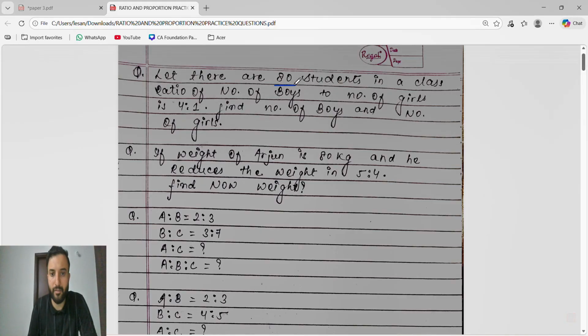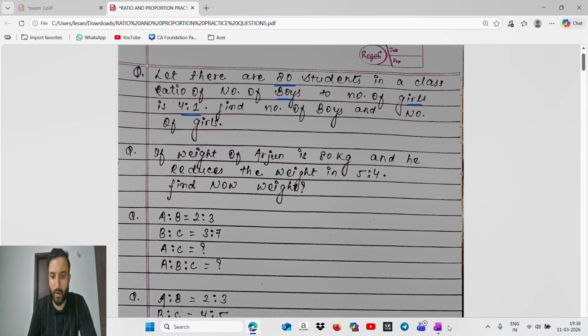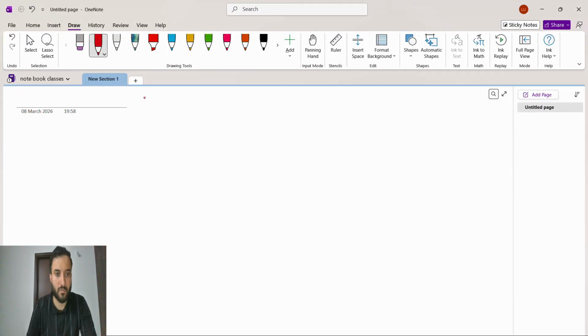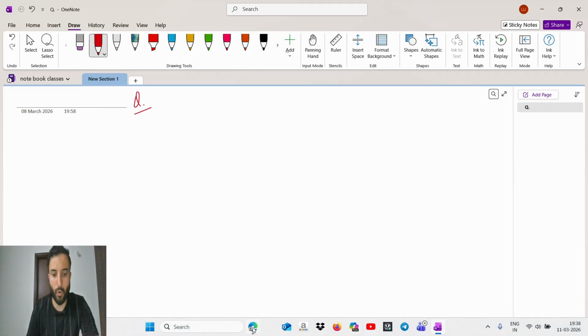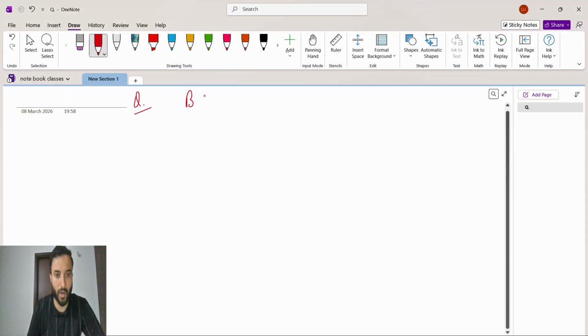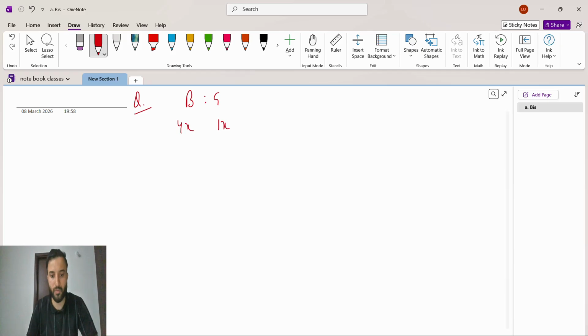There are 80 students in a class. The ratio of the number of boys to the number of girls is 4:1. So what I will do, I will take one number, I don't know the number, so I'll leave it. So guys, what is given? They have given the ratio of boys to girls, 4:1. So boys to girls is 4x and 1x.